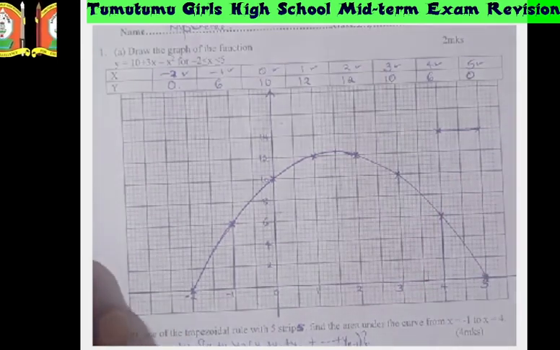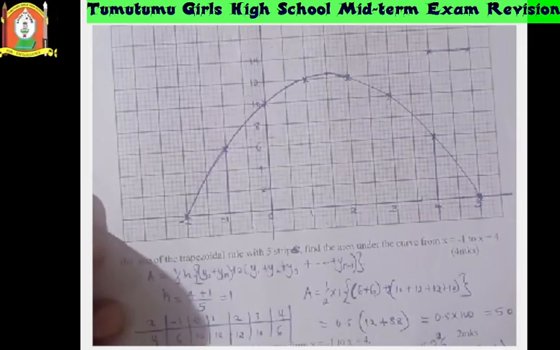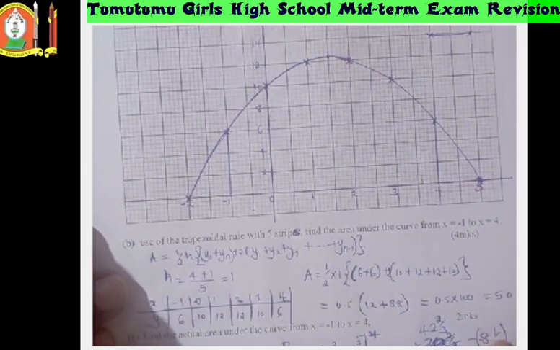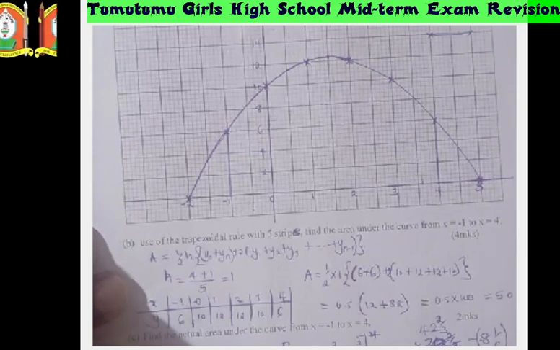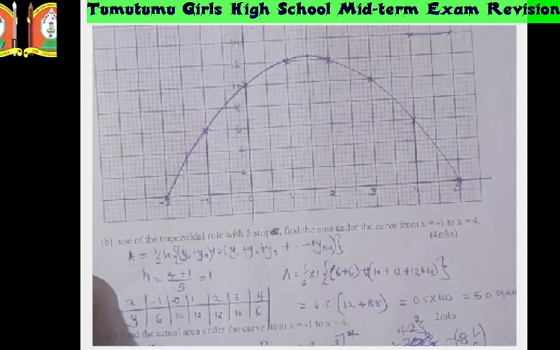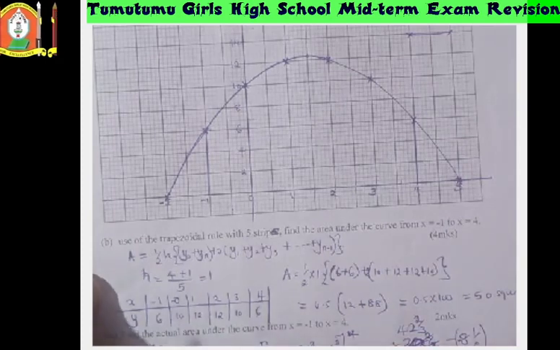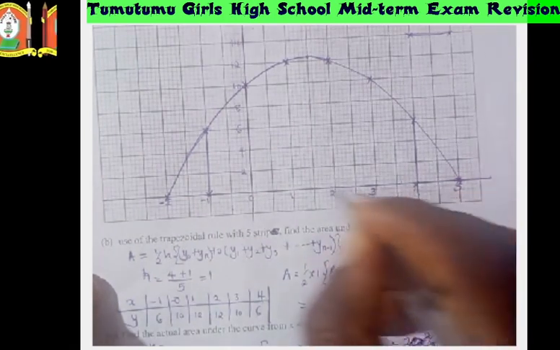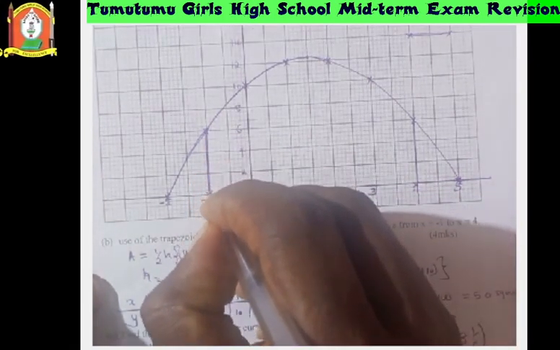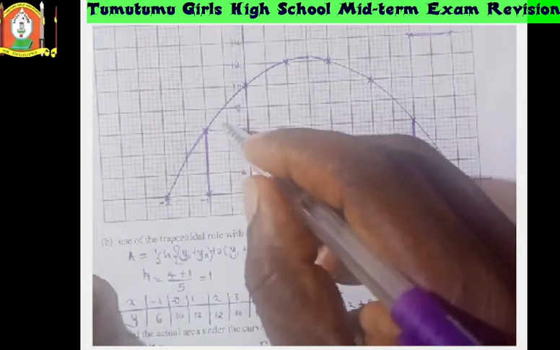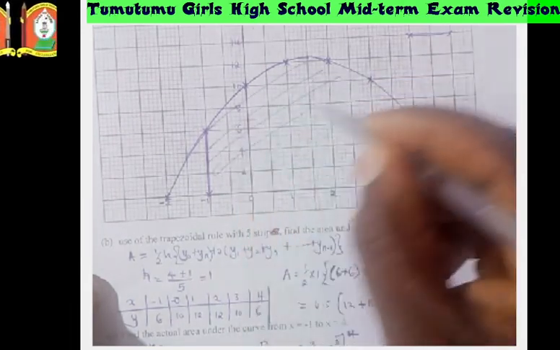Then our next question after drawing is: use the trapezoidal rule with 5 strips. Find the area under the curve from x equal to -1 to x equal to 4. So in the graph, we are supposed to identify -1 and 4 as the range in which we are finding the area. So we locate the area we are finding. So this is the area that we want to determine.